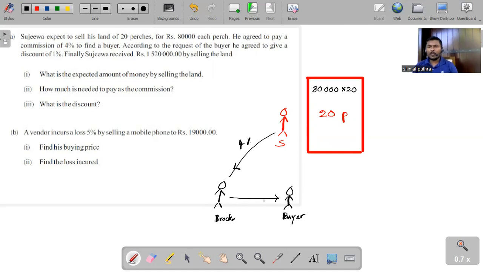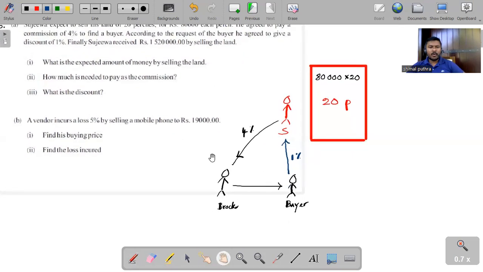And the buyer will bargain. Normally, if you are going to buy a land, we will bargain. He said, I need a 1% discount. The buyer asked the owner, I need a 1% discount. Finally, Sujeeva received 1,520,000 by selling the land.